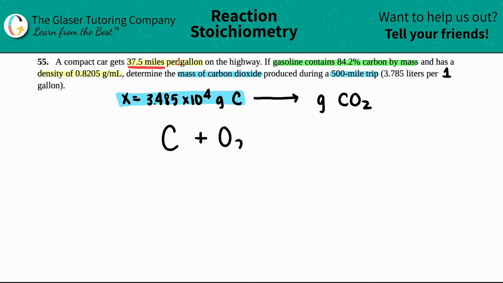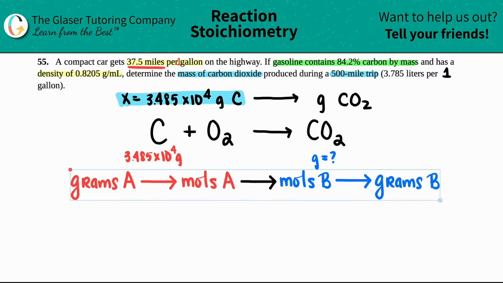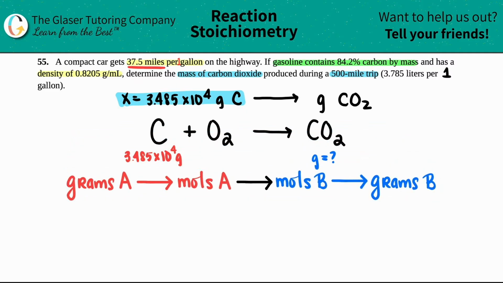is coming in contact with the air to produce CO2. I take a step back to make sure that this equation is balanced, and it is balanced, so I can proceed forward. I am starting off with 3.485 times 10 to the 4th grams of carbon, and I have to find out how many grams of carbon dioxide I need. This is the flow diagram of stoichiometry, which we've seen many times before, and I'm going to cater it to what we have here: grams to moles to grams.